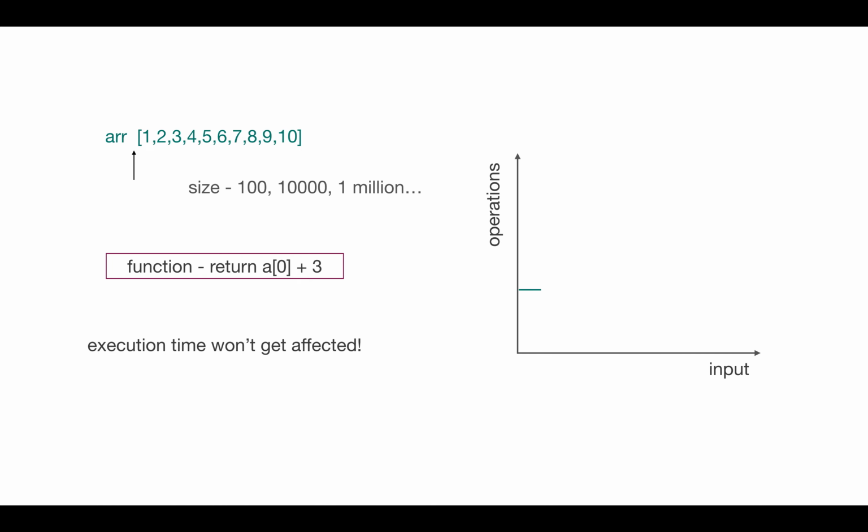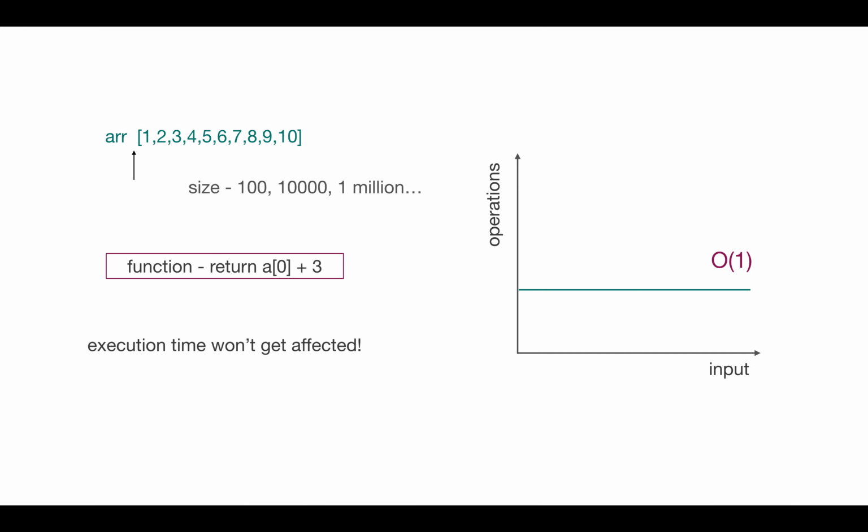Now it doesn't matter what the size of the input or the size of the array is. If it is 1,000, a million or a billion in size, it won't affect the execution time of the function. It will anyway be constant. Why? Because we don't have to iterate through the array to get to that index. We already know the index and we're just getting the value from that index and then adding 3 to it. If we show it in a graph for any value n, the elementary operation count will be constant, so it will be just a straight line.